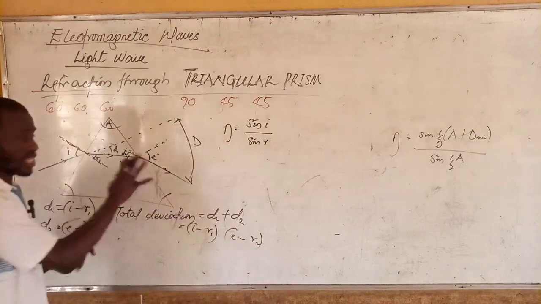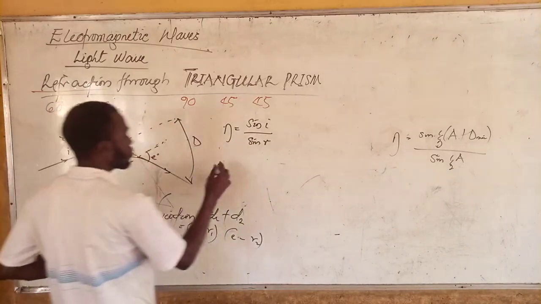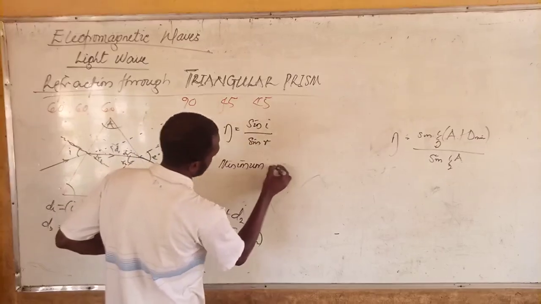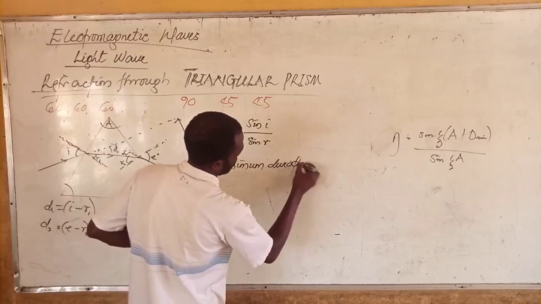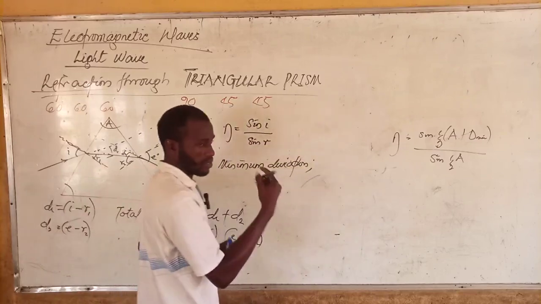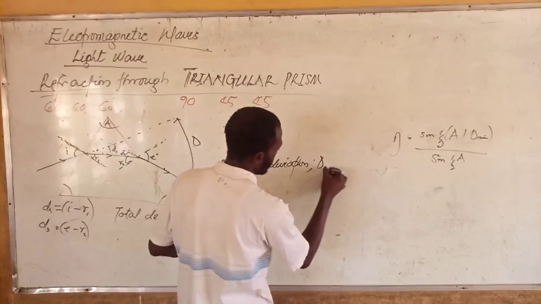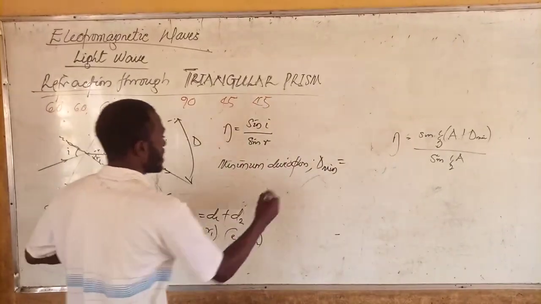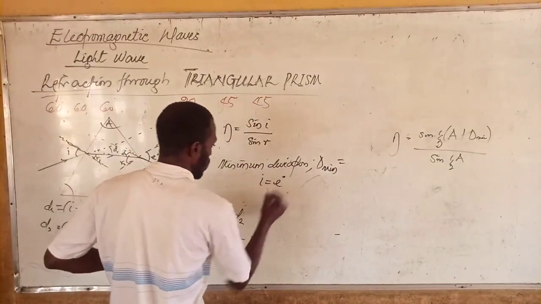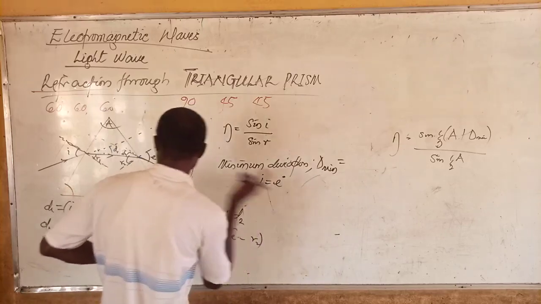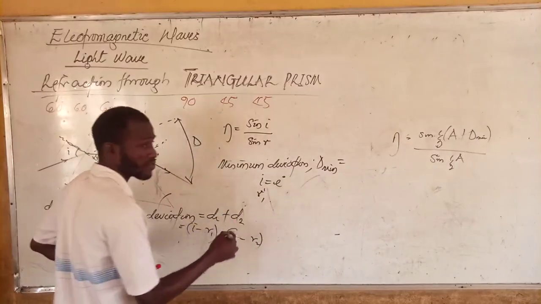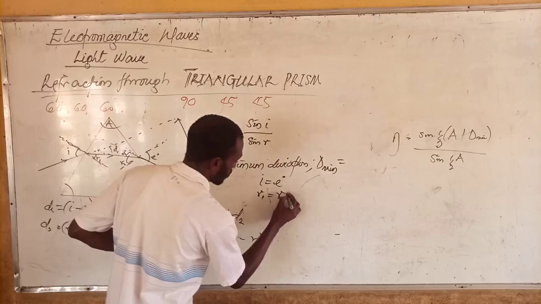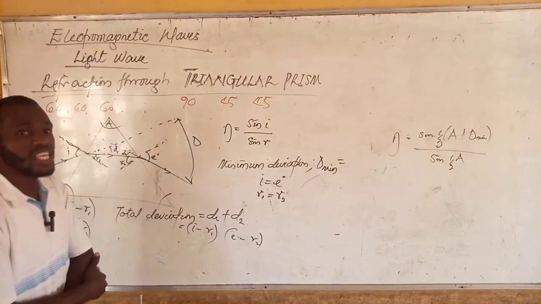The least deviation that can ever occur here occurs at the minimum deviation, which we affectionately denote by D min. The minimum deviation occurs when the angle of incidence is equal to the angle of emergence, and therefore the first angle of refraction and the second angle of refraction will be equal.